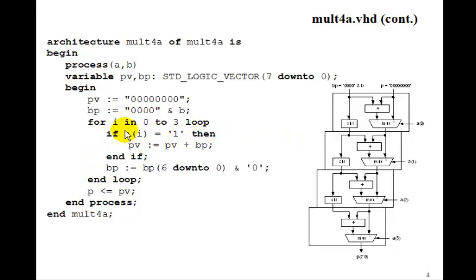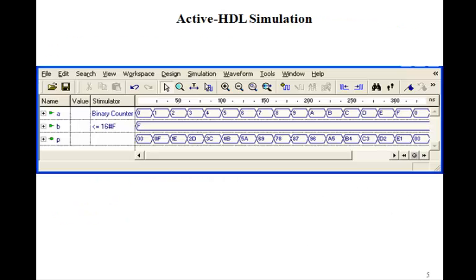Next time through the loop, if I equals 1, well, if A sub I equals 1, then we add. Otherwise, we just pass it through and don't add. But each time we do the shift. So this for loop will implement each of these 4 blocks, and then at the end the product is just PV. Note that we had to make PV and BP variables using the colon equals here, because every time through the for loop we need to update PV. We can't wait till the end of the process for those variables to be evaluated, so we must use variables there.